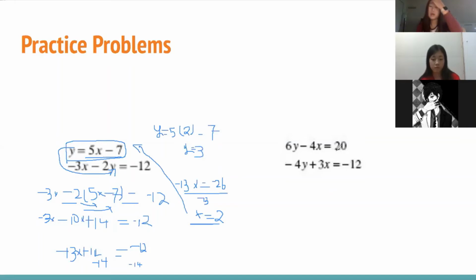So y would be 3. And in this case, do you want to do the second one, or I can go over it as well? I'll go over the second one, which would be, I think I would isolate the x in this case.